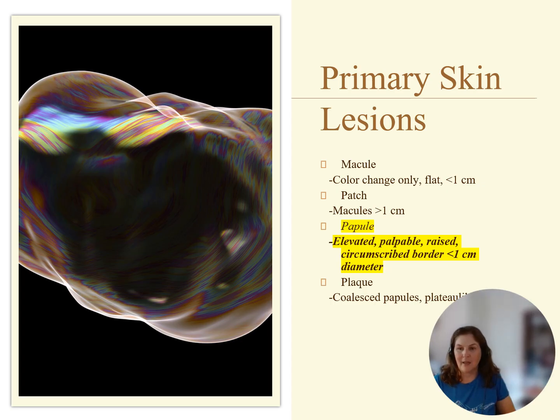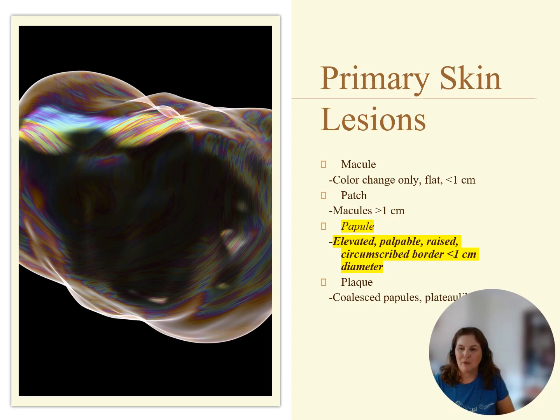Macule, totally flat. If you closed your eyes, you could not determine it was there. Patch is just a larger macule. It's greater than a centimeter. Okay, I'm sorry, that's a papule. And then a plaque is a coalesced papule that can be unroofed to leave denuded epithelium. So that's kind of like psoriasis. It can be an aggregation of papules.